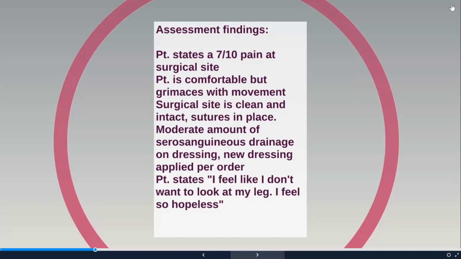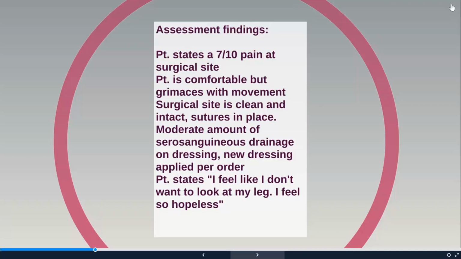So just based on that snippet of assessments, and I only included a few assessment findings. Obviously, there would be a lot more, but those are the few that I wanted to focus on. So what can we gather from this assessment? We can gather that she's having pain. That validates our thought of pain because of the pain scale and the grimacing with movement. Her site looks good, but she's still at risk for infection because she does have an open, fresh surgical site. So we could do a risk for infection based on that information.